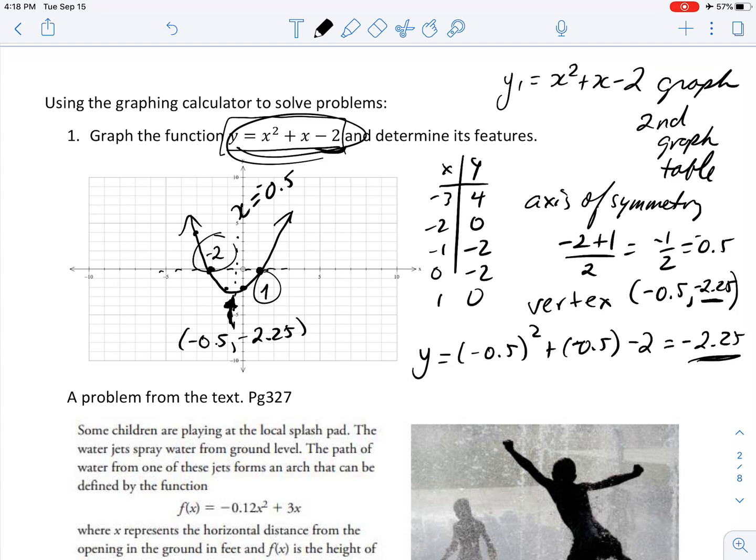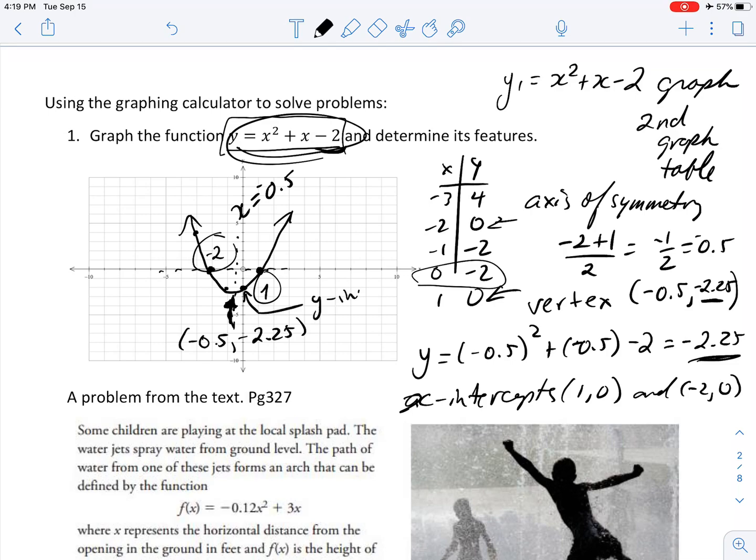So now I found 2 of the features of the parabola. Our other features are the intercepts, which I can get from the table. Here they are. 1, 0, x-intercepts, 1, 0, and -2. The y-intercept, I also have that on the table. That's right here, 0, -2. So that's this point right there. The y-intercept is 0, -2. Remember, that comes from the value of c. That gives me the y-intercept.